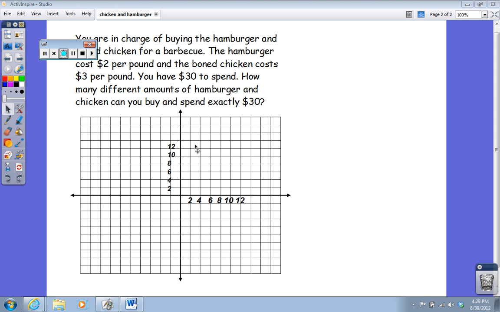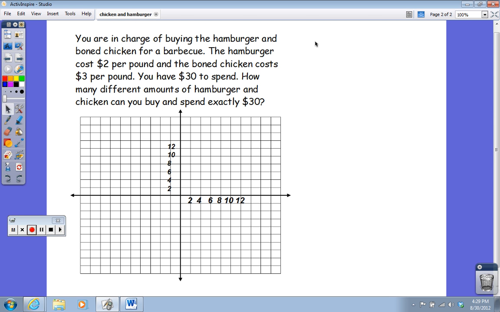Okay, so we want to try to solve this graphing linear relationships problem. And as you see, the problem is involving how many pounds of chicken, how many pounds of hamburger can we afford to buy if we only have $30 to spend. So we want to set up an equation in two variables.